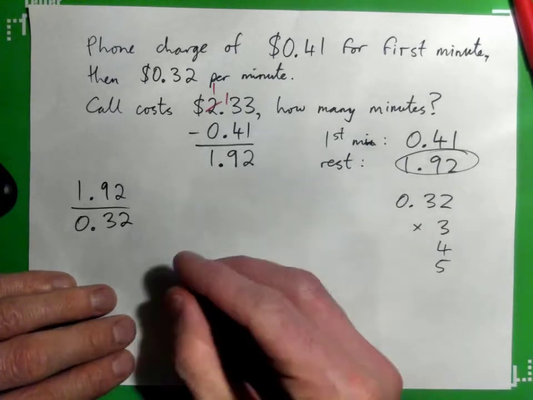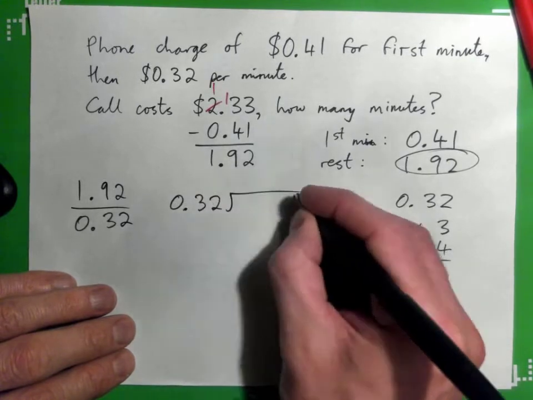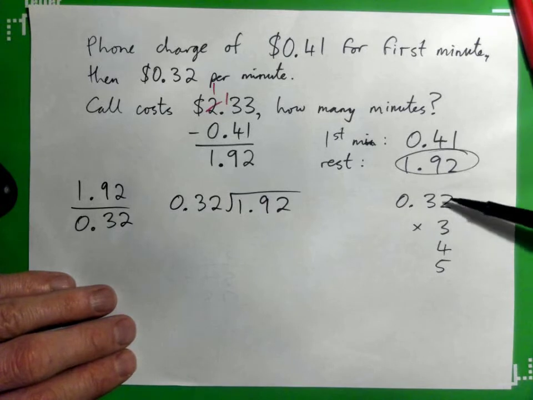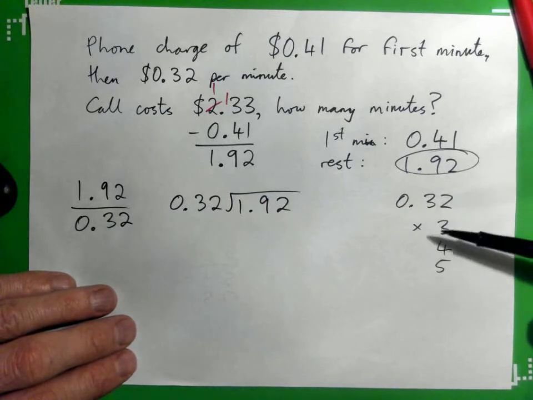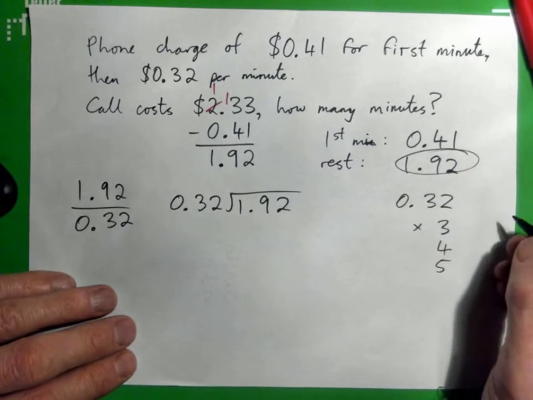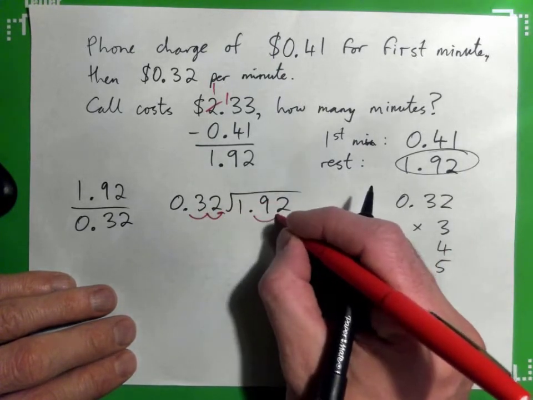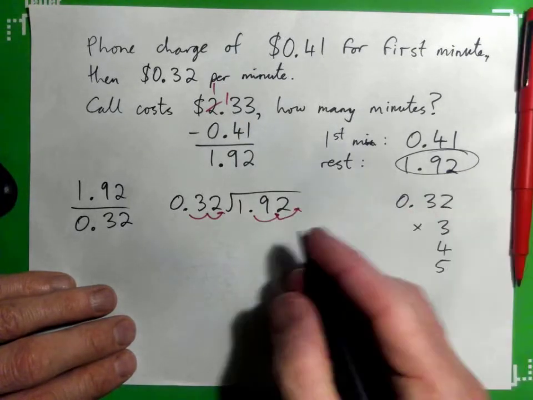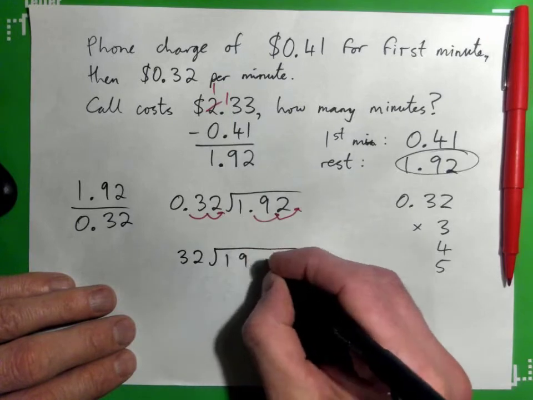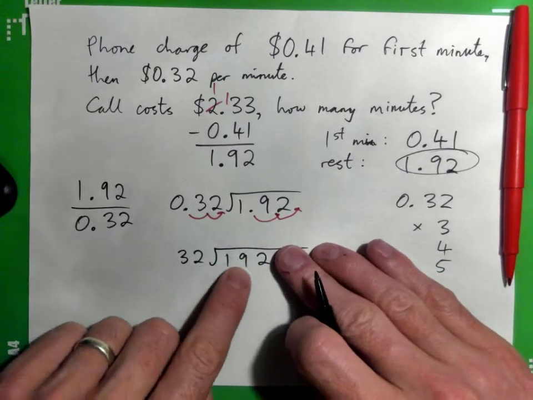Right. So just for fun, let's go 0.32 into $1.92. But I don't mind if you guys want to just guess and check. You could just multiply by a certain number of minutes and see if it works and check it. That's fine too. But we could do long division. Right. So 32 and 192, what do we think?